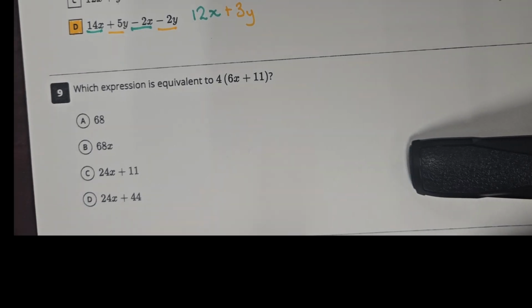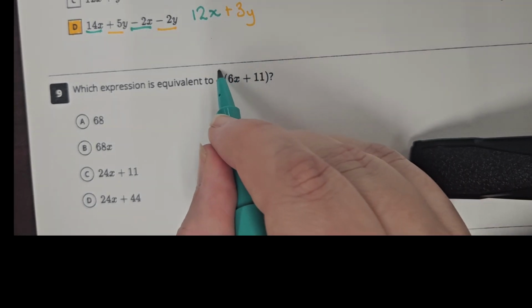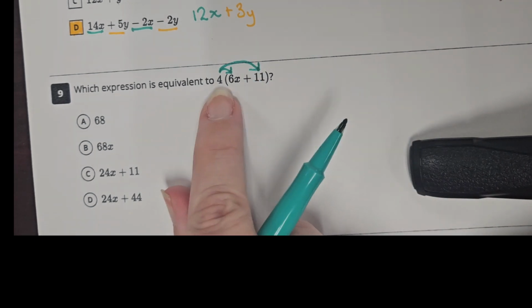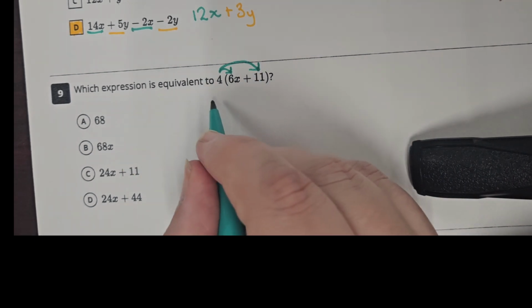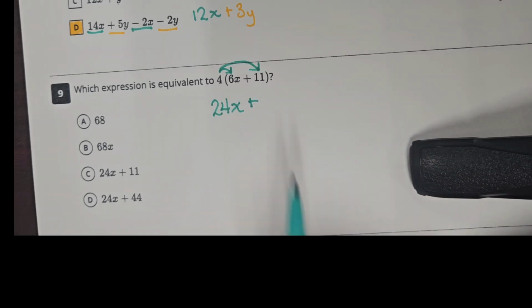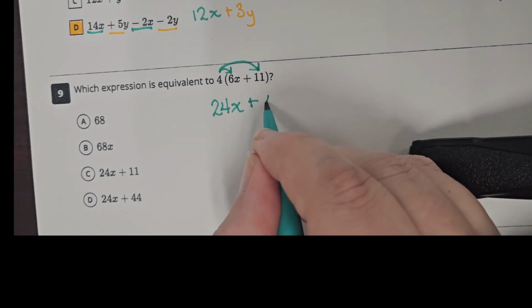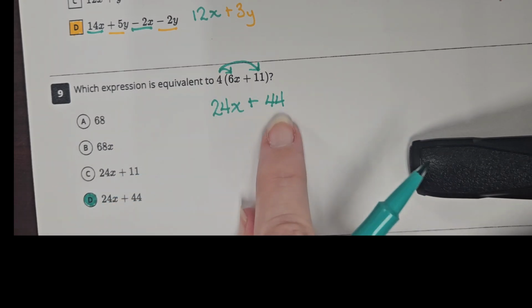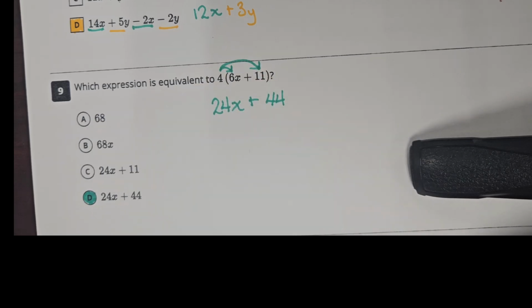Number 9 only has one correct answer. So let's distribute the 4 to the 6x and the 4 to the 11. 4 times 6 is 24, so 4 times 6x would be 24x. Keep your plus sign. 4 times 11 is 44, so the correct answer is D. A lot of people will pick C because they'll forget to distribute the 4 to the 11. So you want to make sure that you're distributing it to both numbers inside the parentheses, not just the first one.